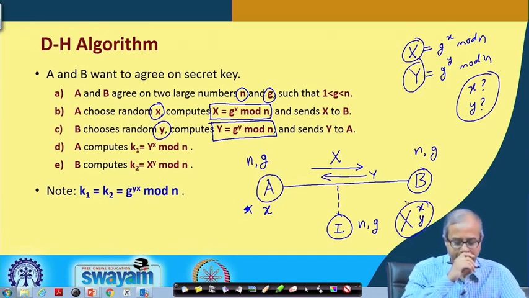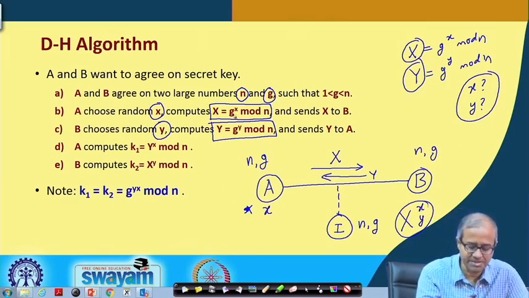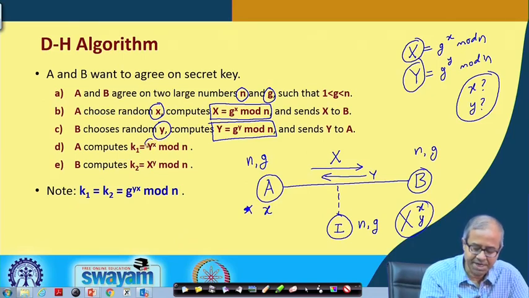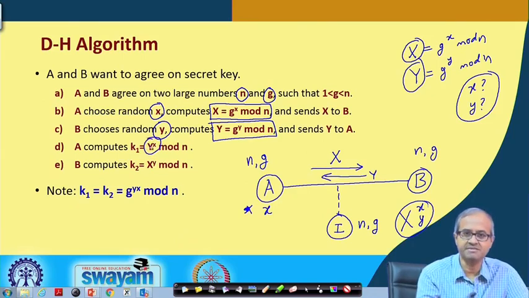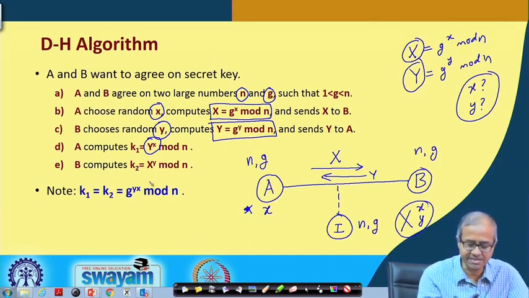Okay. Now, after this stage what happens? A receives this capital Y from B. So it calculates Y to the power small x, and B receives capital X and calculates X to the power small y.